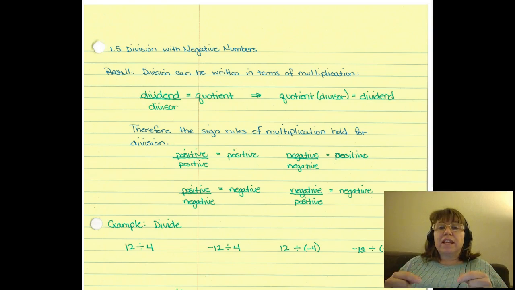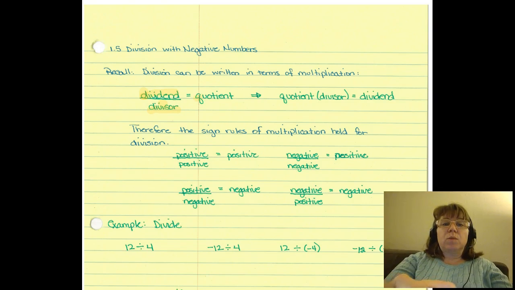So with division of negative numbers, let's take one step back and think about how division can be written in terms of multiplication. Let me talk about the parts and pieces of a division problem and then show how it relates to a multiplication problem. In a division problem, I have the dividend, I have a divisor. The dividend is being divided by the divisor. That equals a quotient. But if I rewrite it in terms of multiplication, it is the quotient multiplied by the divisor equals the dividend.